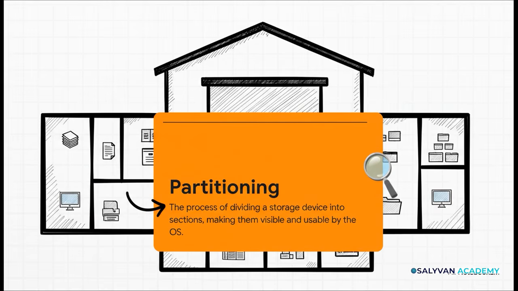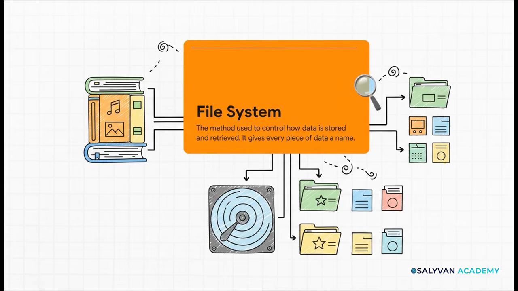Partitioning, on the other hand, is a little different. Imagine you have one huge physical hard drive. Partitioning is like building digital walls inside it to create smaller, separate sections. Your computer then sees each section as its own individual drive, which is awesome for keeping your files organized. And the final piece of this puzzle is the file system.